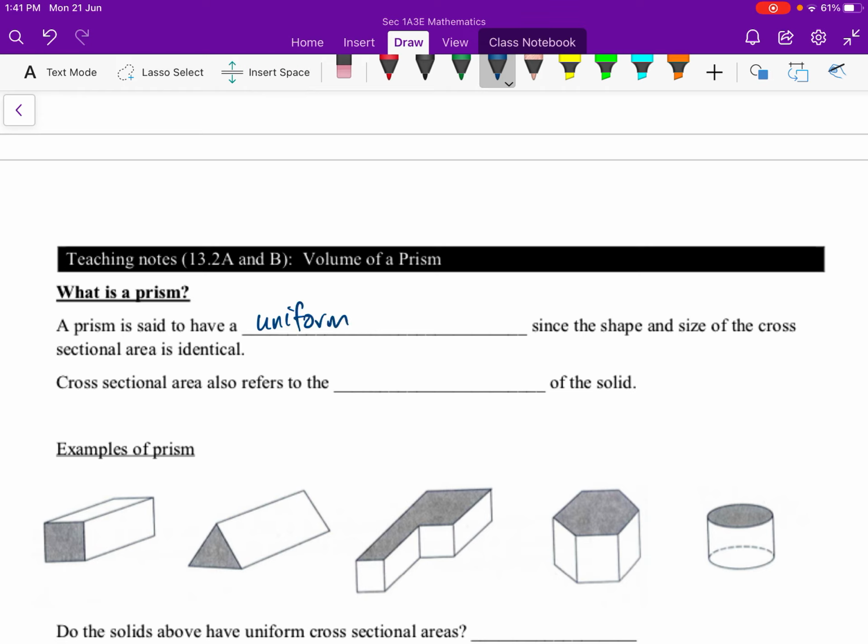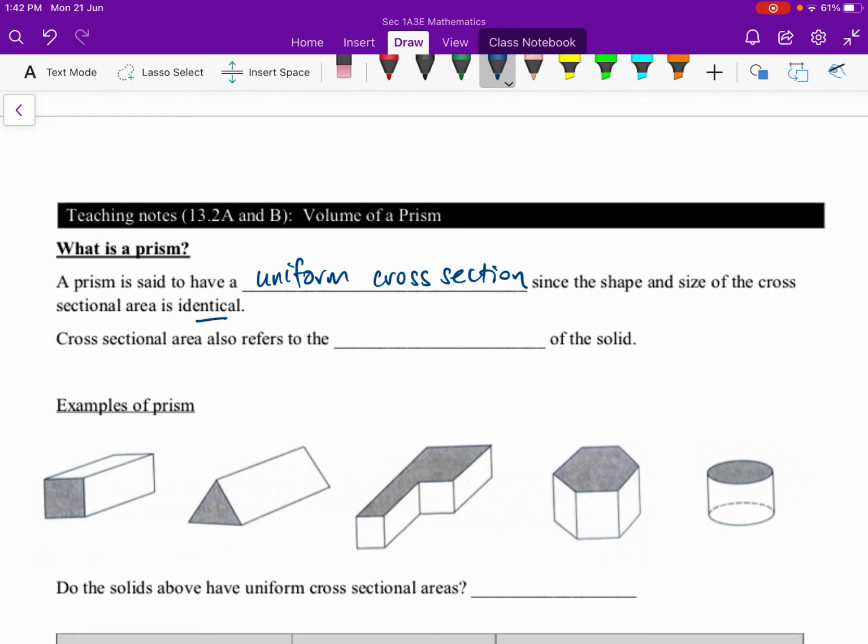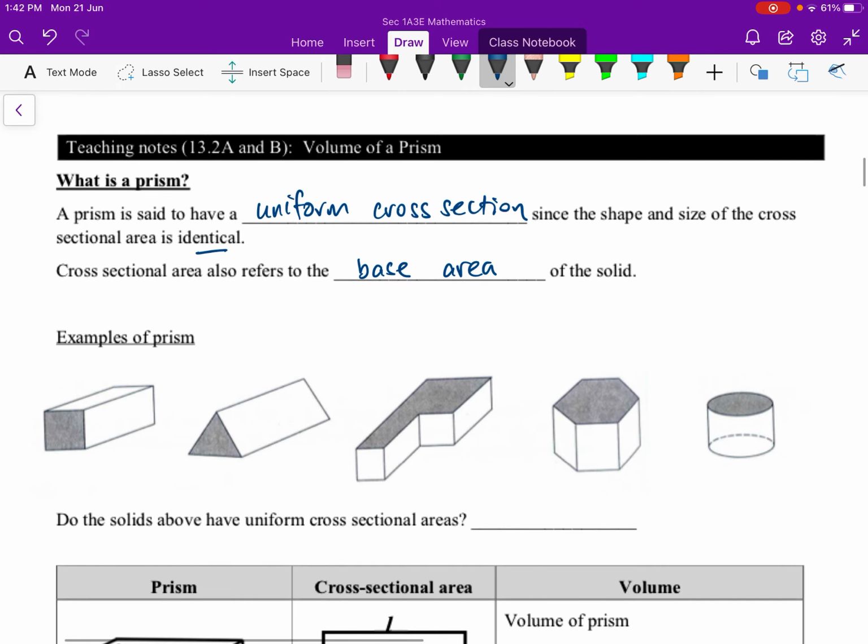So uniform means same. It also means identical. And cross-section refers to the area that is exposed when you make a cut on a solid. Okay, so another name for the cross-sectional area is called the base area. Please don't be confused by the word base. It doesn't necessarily have to be at the bottom.